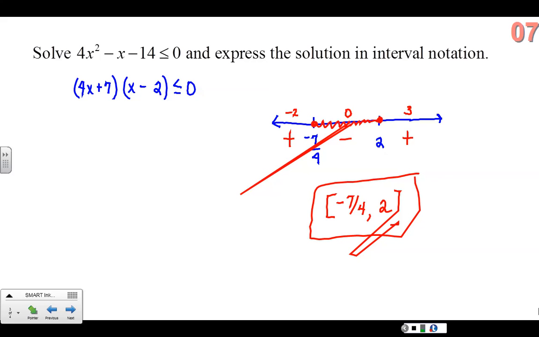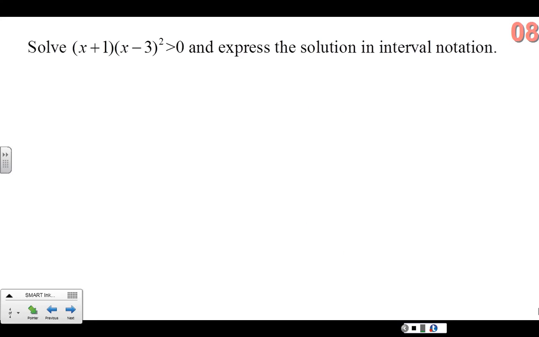Let's try one more. And the nice thing about this problem is we're already in factored form. That's kind of nice. But notice you have one of your factors that's to the second power. That's going to be interesting in how we do this. So my critical points will be easy to find. X plus 1, if I set that equal to 0, I get negative 1. And then x minus 3, if you set that equal to 0, you get positive 3. So those are our critical points on the number line this time. So negative 1, positive 3.